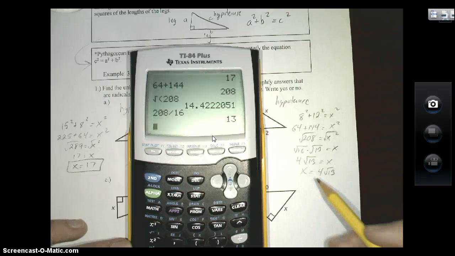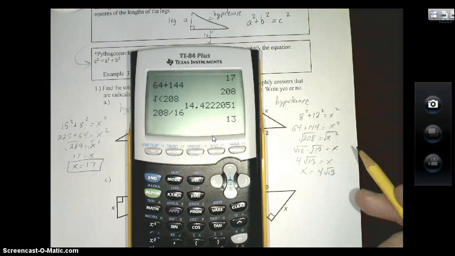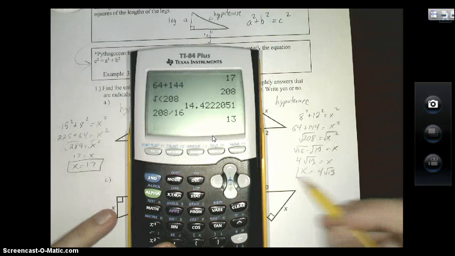Okay. Now, before we circle the answer and say we're good, just check root 13. Can any perfect square go into this? No. It's a prime number, so it's not going to be anything besides 1 and itself. Box it off. We're good.